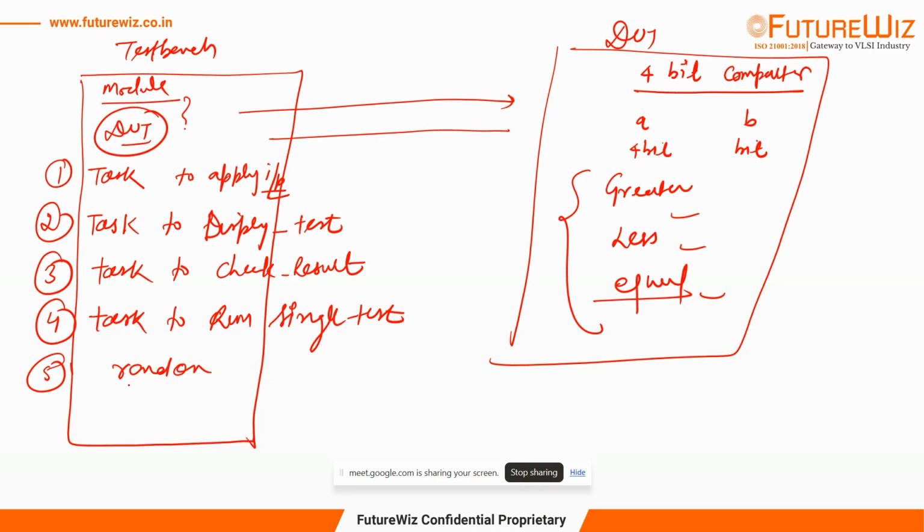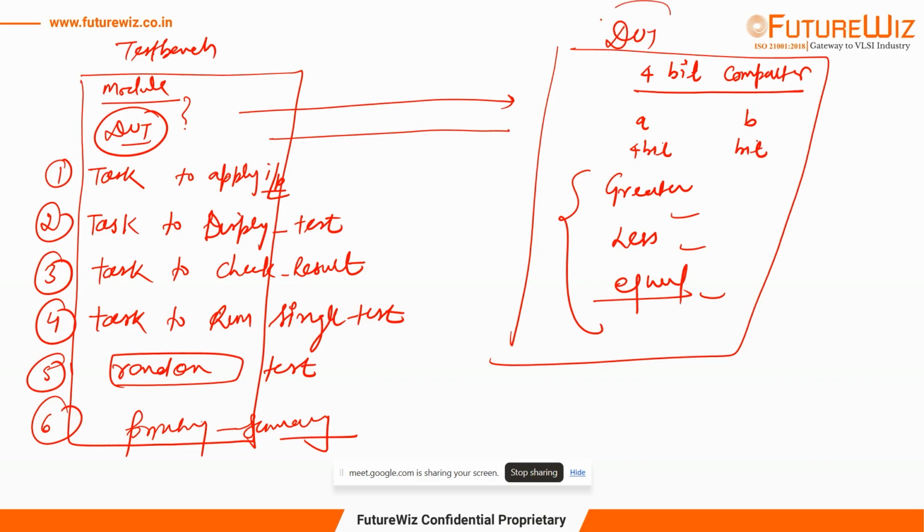So one more task has to be written for the random test, and in the end we are simply printing the summary, to see whether we are getting the correct result or not. So just note all these components of the automated test bench. One DUT has to be written, which is simply describing your hardware, and we have to write one test bench, which has many components.